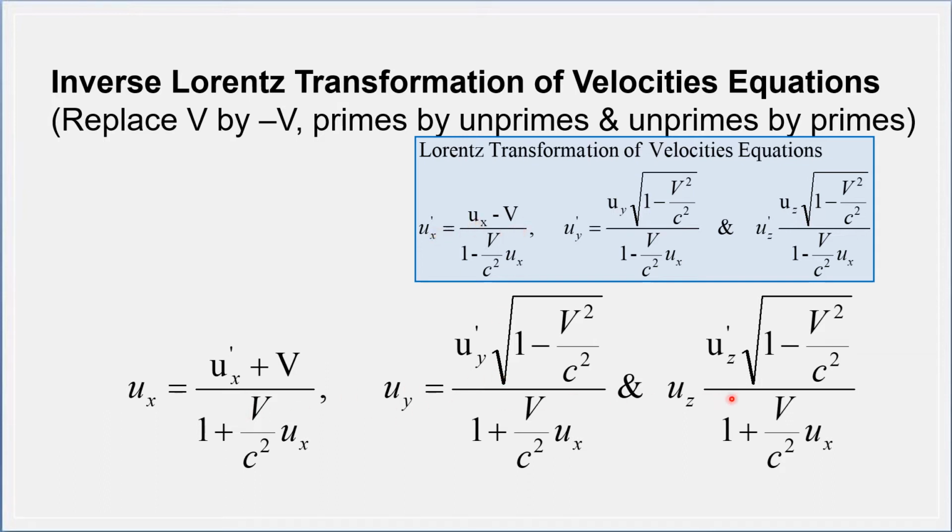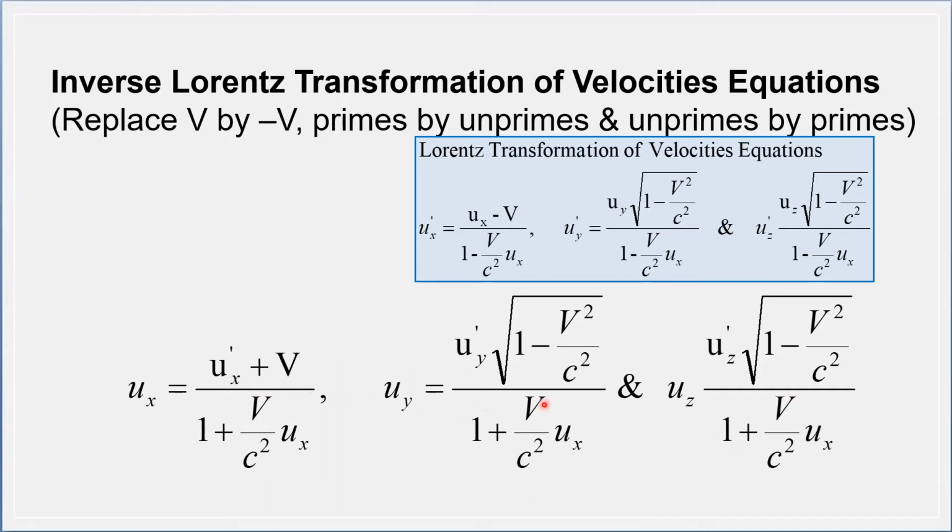So in these equations we replace dash by no dash, and no dash by dash, and v by minus v, and we get these equations: ux equal to (ux' plus v) divided by (1 plus v by c squared ux'), and uy equal to uy' root of 1 minus v squared by c squared divided by 1 plus v by c squared ux', and uz equal to uz' root of 1 minus v squared by c squared divided by 1 plus v by c squared ux'.